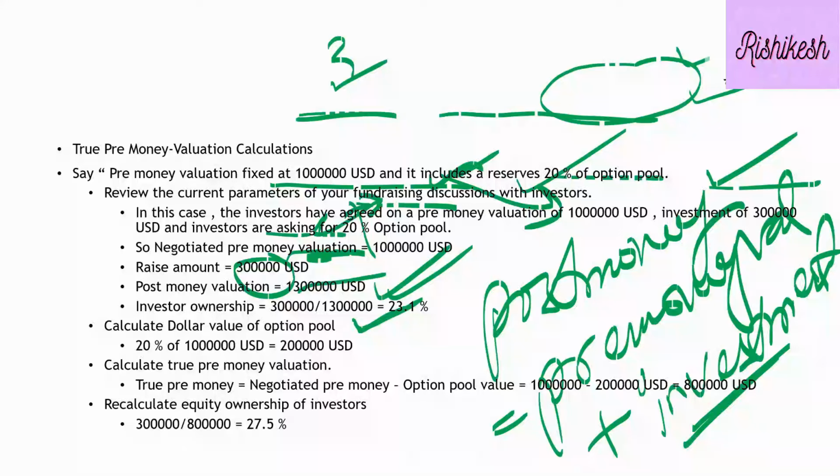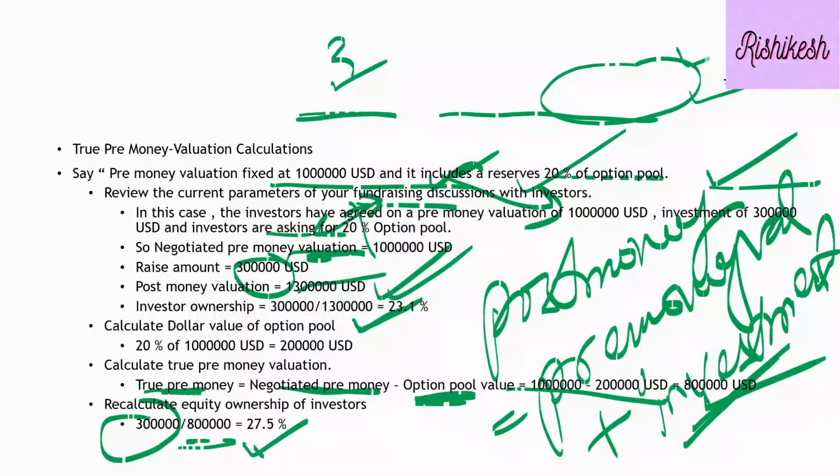So the true pre-money valuation will be equal to the negotiated pre-money valuation minus the option pool, that is 10 lakh minus 2 lakh, that is 8 lakh US dollars. That is your actual true pre-money valuation. And if you calculate the investor's equity on this, it will become 3 lakh divided by 8 lakh, and that comes out to be 27.5%. So instead of 23.1%, it is actually 27.5% if you take the impact of the option pool into account. So option pool makes a lot of difference, right? While you are calculating the equity which the investors will have, and whether it is pre or post investment, that also makes a lot of difference.